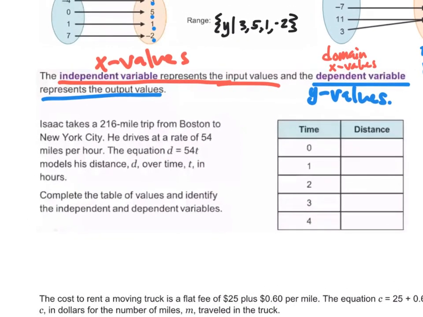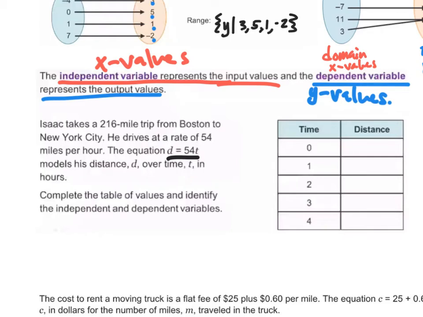It says that Isaac takes a 216-mile trip from Boston to New York City. He drives at a rate of 54 miles per hour. The equation d is equal to 54t models his distance over time t in hours. Complete the table of values and identify the independent and dependent variables. So they give us this equation that d is equal to 54t.